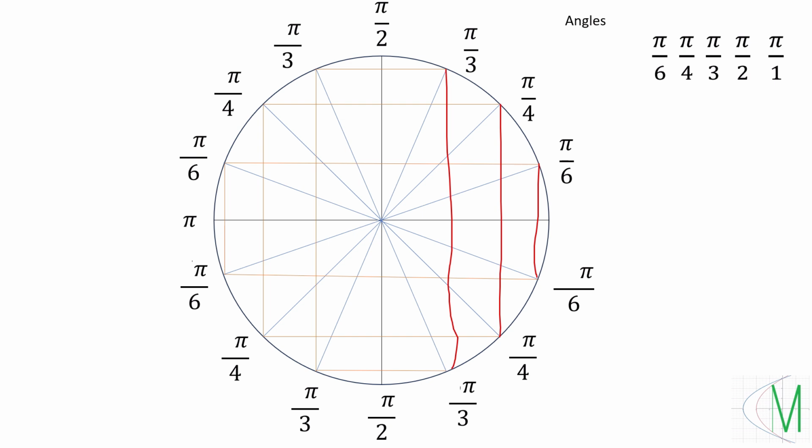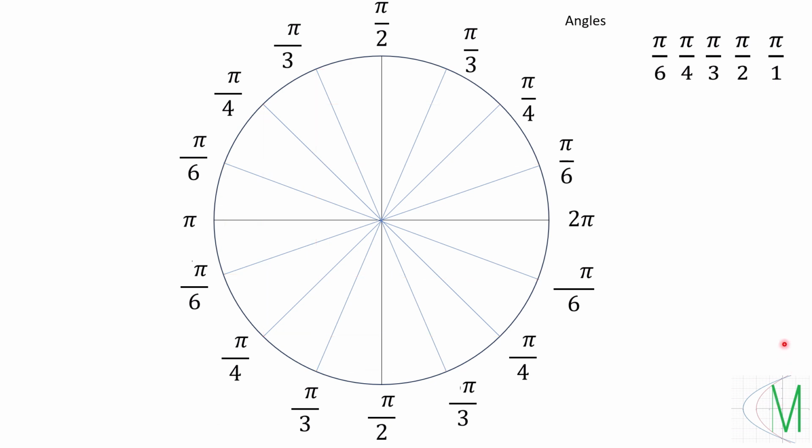I'm going to get rid of these lines because it's just kind of cluttering up the diagram. Okay, so where do we go from here? I apologize, there's 2 pi. I missed the 2 pi. 2 pi is a full circle. Okay, so where do we go from here? So again, I'm going to get rid of those lines because those lines are getting in the way.